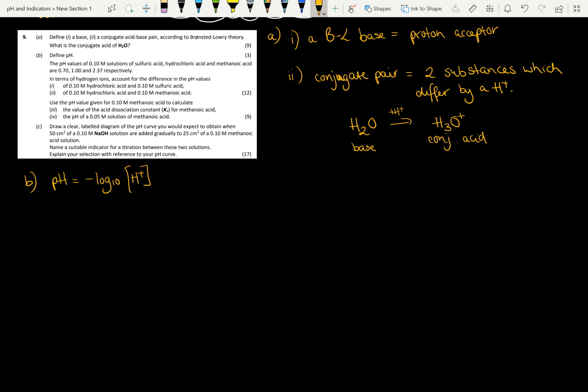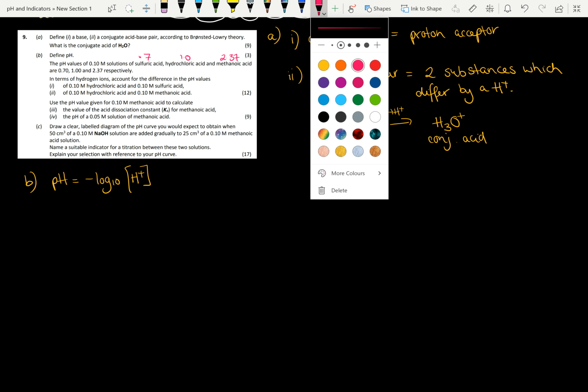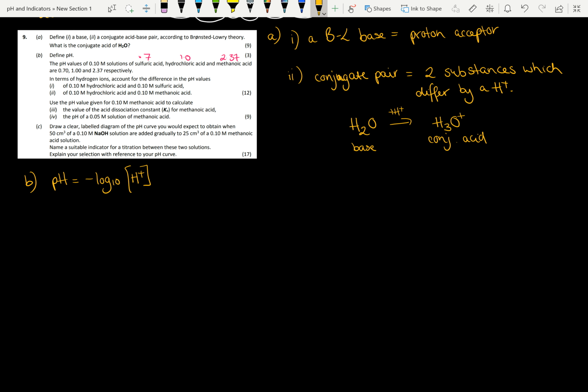So now they give us three solutions: sulfuric acid, hydrochloric acid, and methanoic acid. They are all the same concentration, but they've got different pHs. I'm just going to fill in the pHs above the actual names here. So the sulfuric acid is 0.7, the hydrochloric acid is 1, and the methanoic acid is 2.37. I've written them above the names because sometimes it's easier to keep track of the information that they give us. So they're the same molarity, but they've got different pHs.